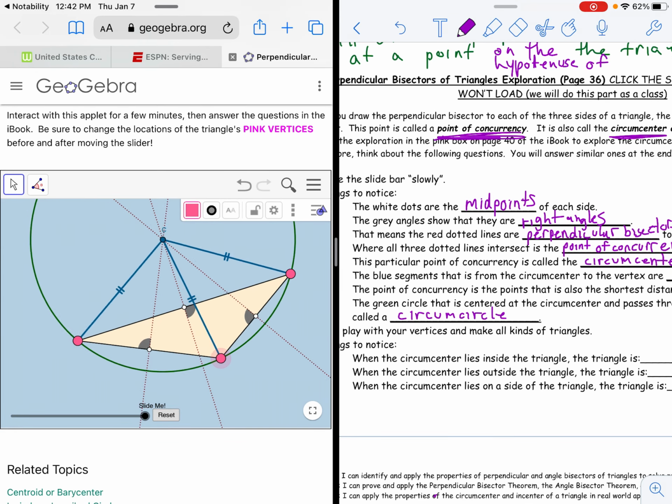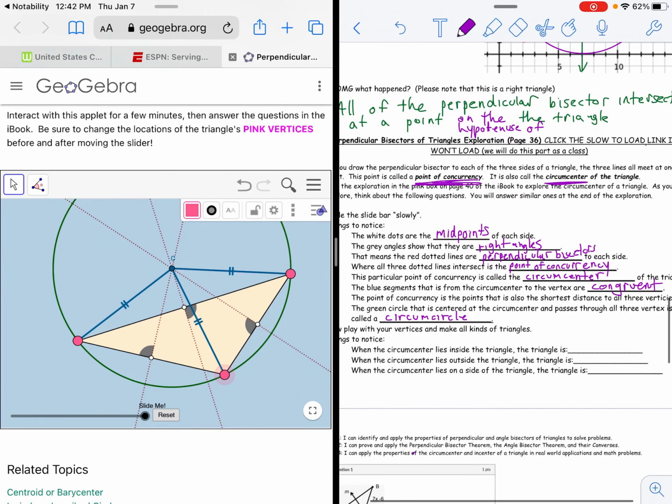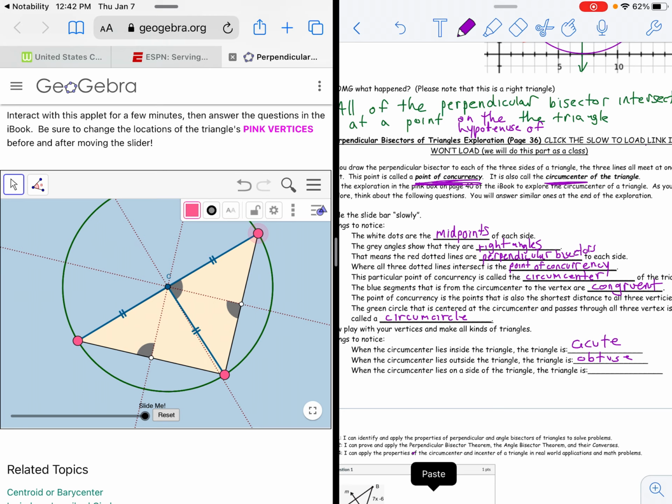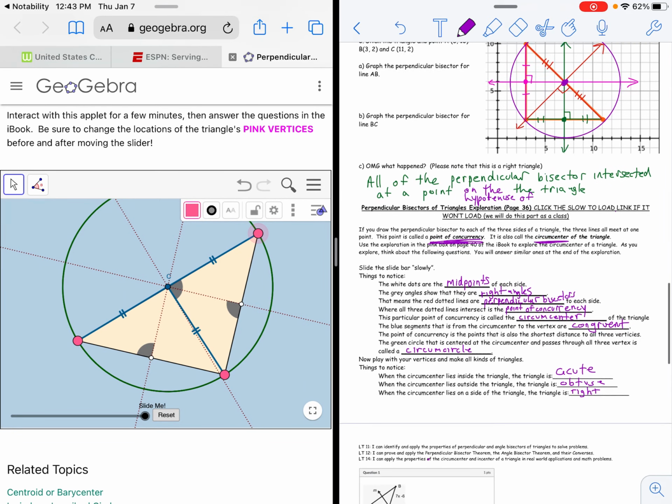What happens if I make it an obtuse triangle? Well, notice in an obtuse triangle, the circumcenter is now outside of it. So when the circumcenter lies on the inside of the triangle, it's acute. When it's outside, it's obtuse. And then, like what we saw before, when it's on the side, it's right.